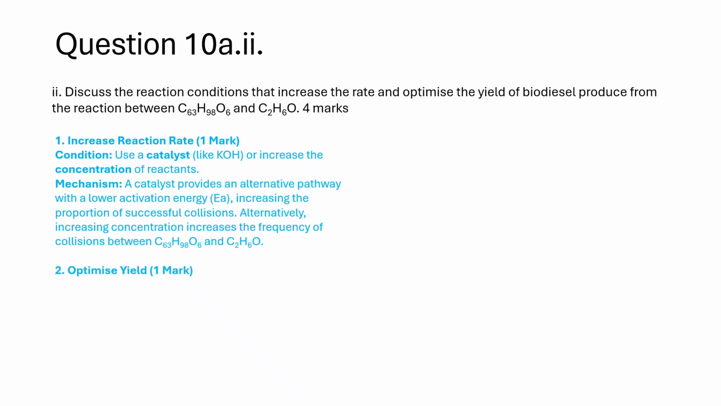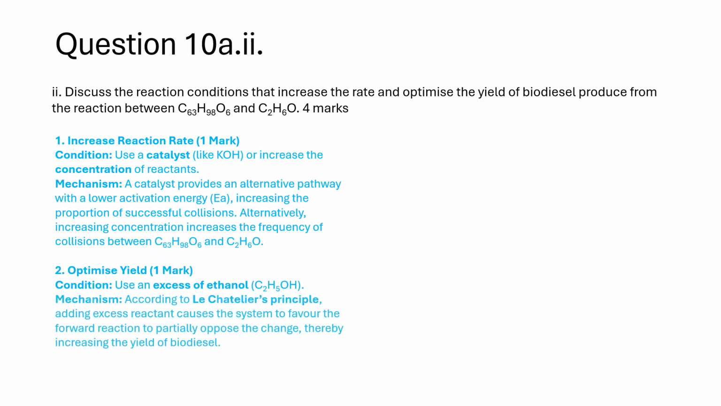2. Optimize yield. 1 mark. Condition: use an excess of ethanol. Mechanism: according to Le Chatelier's principle, adding excess reactant causes the system to favor the forward reaction to partially oppose the change, thereby increasing the yield of biodiesel.